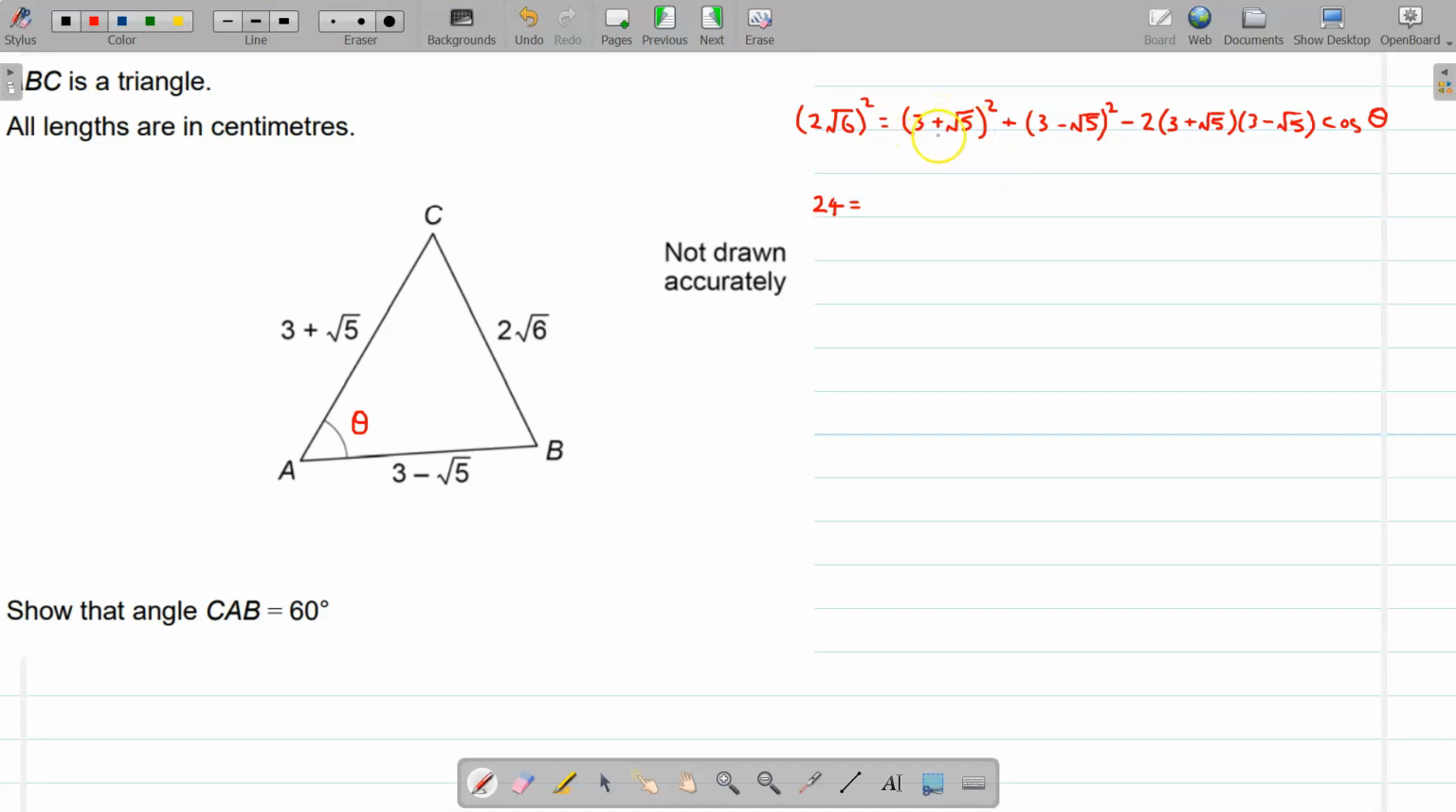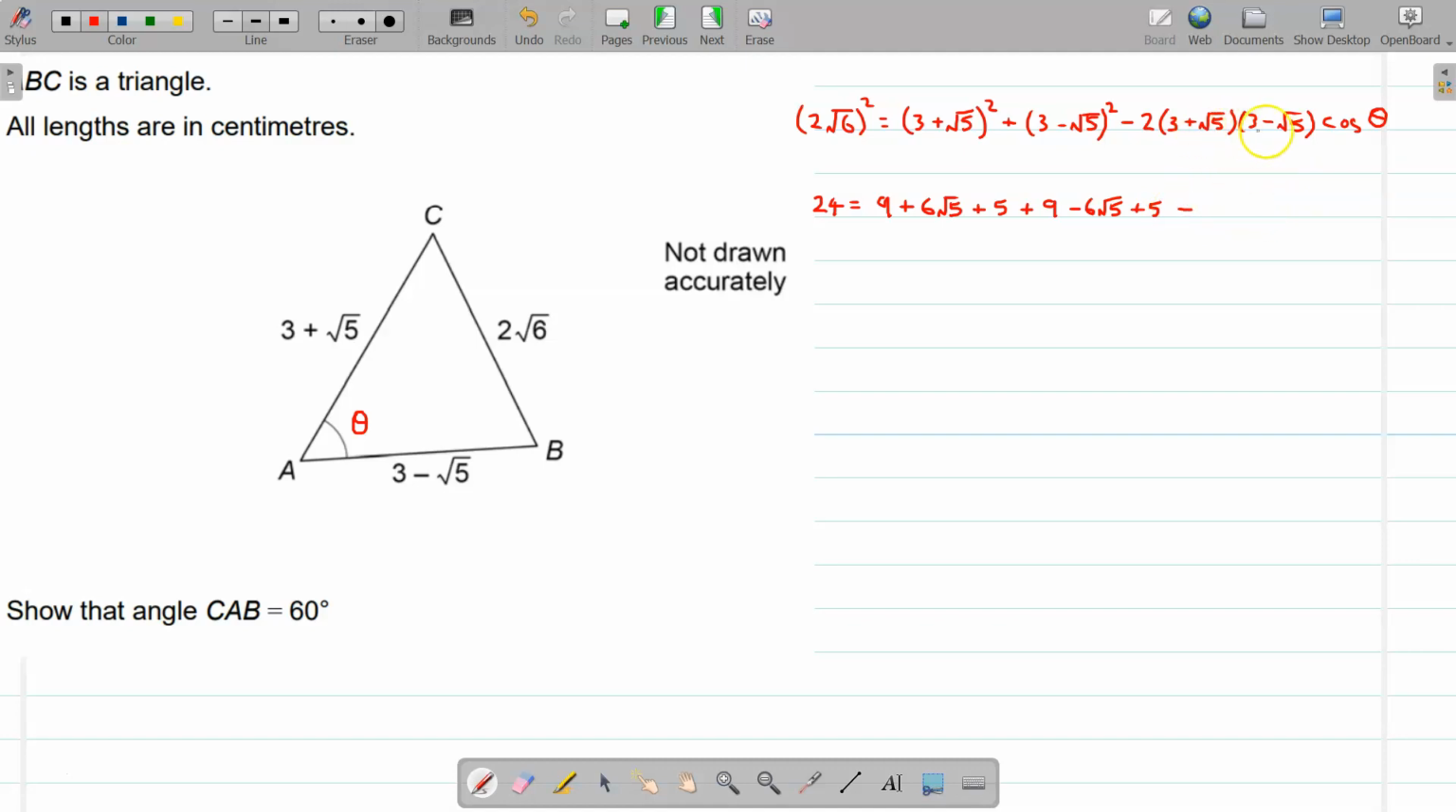Now, if you do this in your head, you're going to have 3 squared plus 5, root 5 times root 5 is 5, plus 6 root 5. So you've got 9 plus 6 root 5, okay, plus 5. And similarly, from the second bracket, you're going to have 9 minus 6 root 5 plus 5. Okay, because minus times a minus is plus. And then you're going to have this.